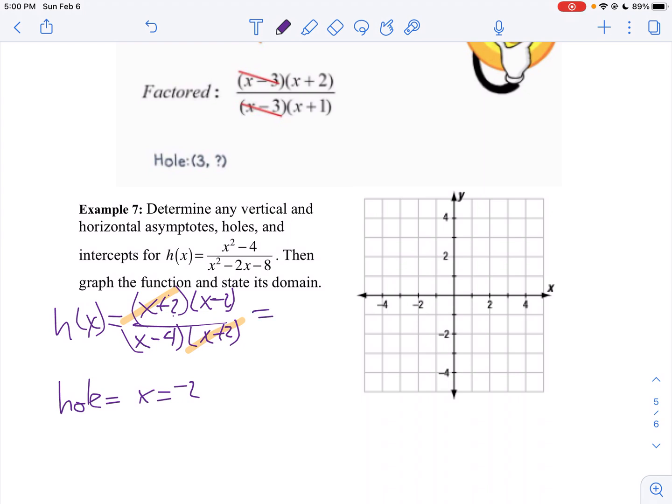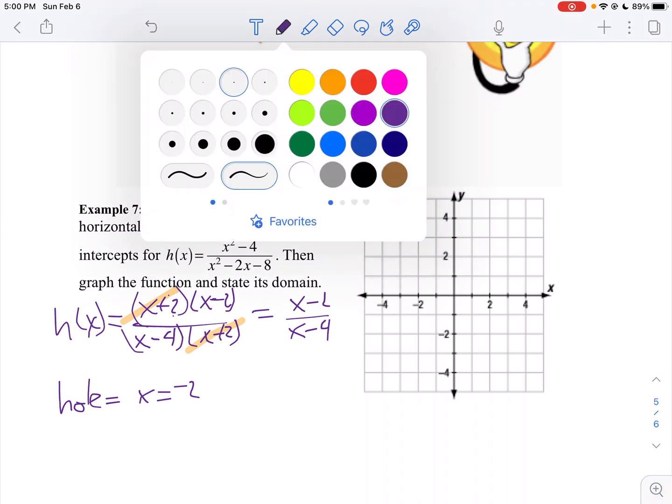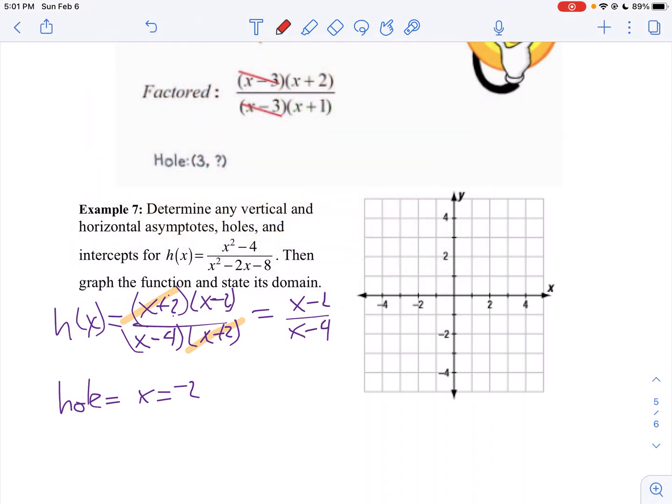Now I'm just going to graph my rational function x minus 2 all over x minus 4, just like I normally would, except I'm going to have a hole at -2. So I know I'm going to have a vertical asymptote at 4. I know I'm going to have a horizontal asymptote at 1.